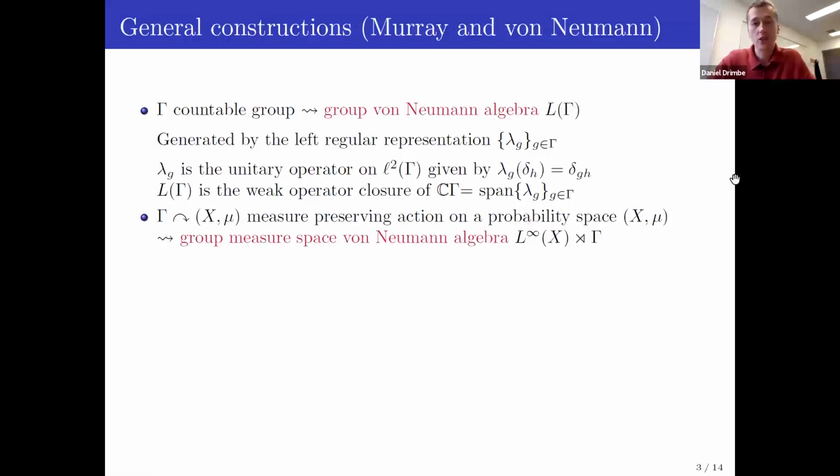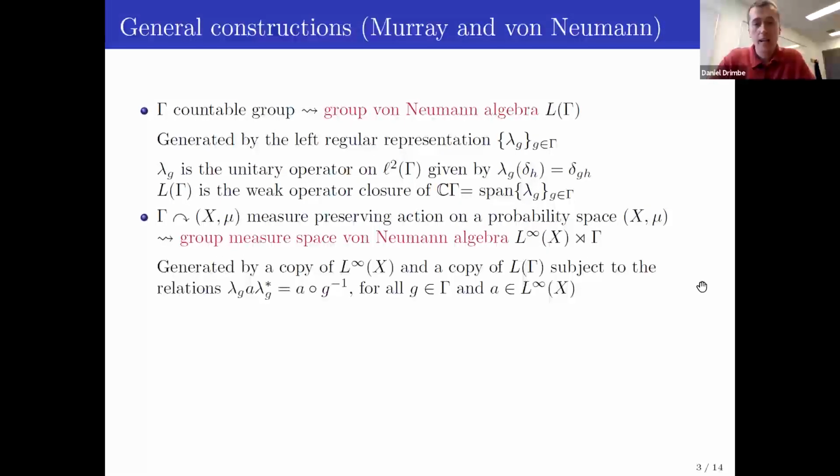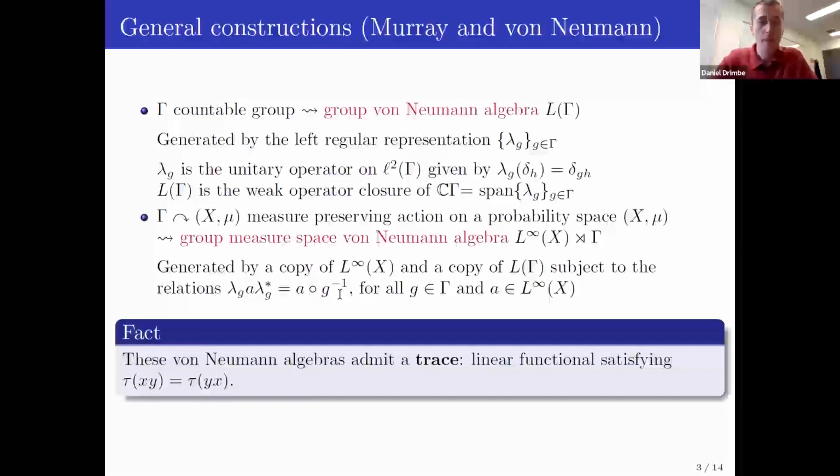In a similar way, you can get a von Neumann algebra from a group action. So if we consider Γ acting on X, a measure space, by a measure preserving action, we denote the so-called group measure space von Neumann algebra L∞(X) ⋊ Γ. Roughly speaking, it's generated by a copy of L∞(X) and a copy of L(Γ) previously defined, and they satisfy this covariance relation: the λ_g's are normalizing L∞(X). So λ_g a λ_g* gives the action of g on L∞(X), that is, a ∘ g⁻¹ is exactly that induced action.